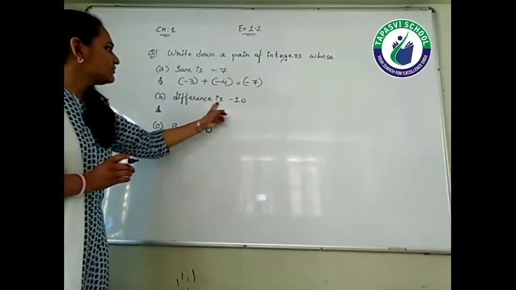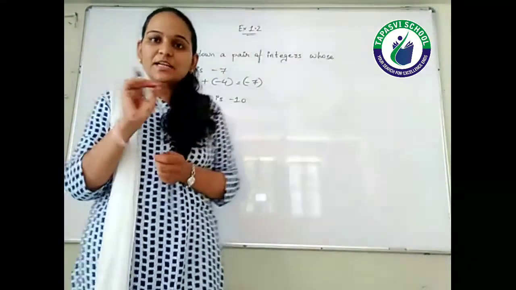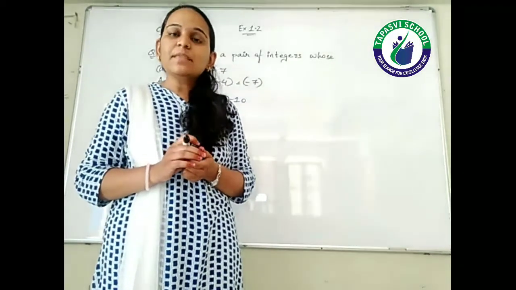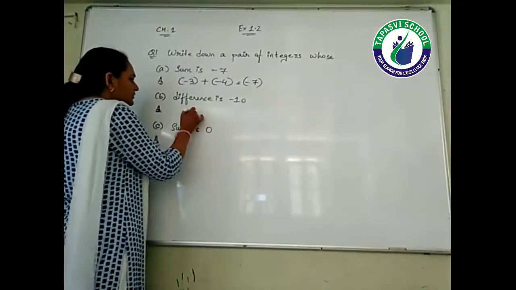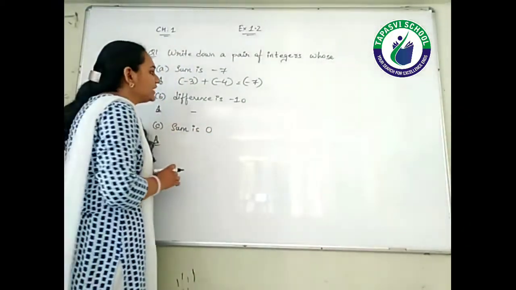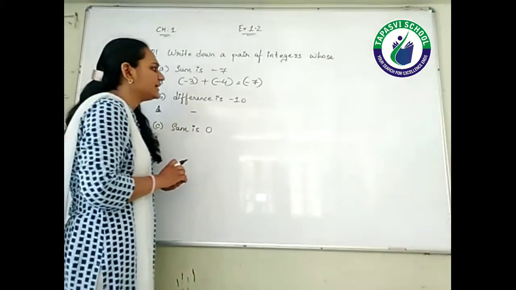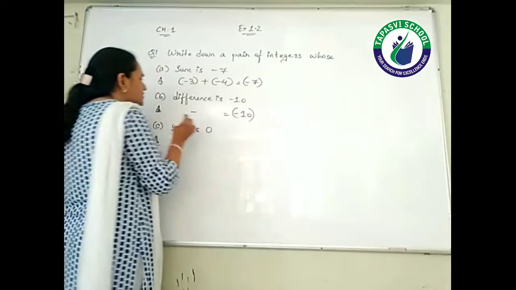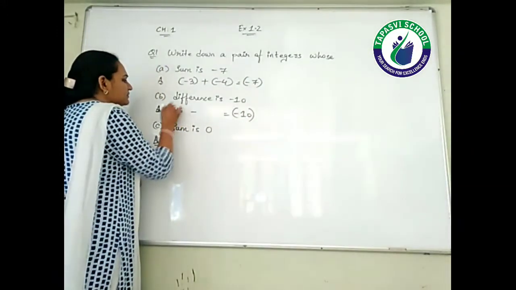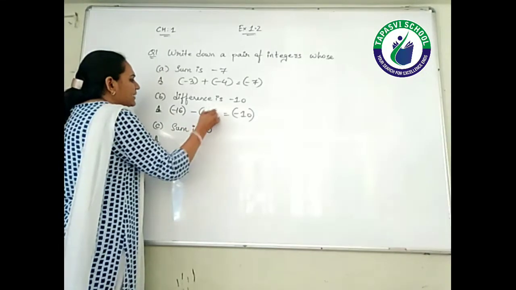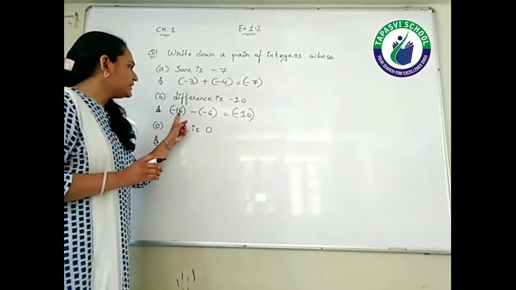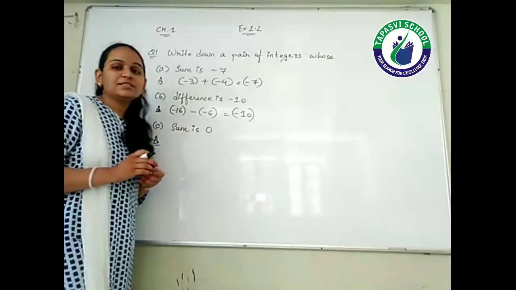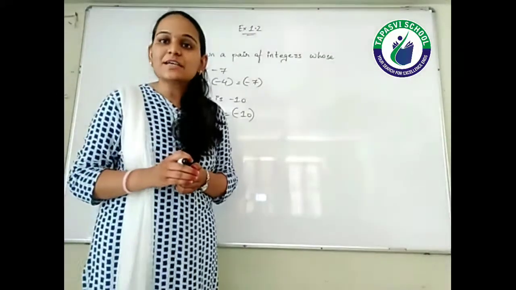Now the second question is: difference is -10. Difference means that in between, the negative sign should be there. So I have kept the negative sign in between. I need to choose numbers in such a manner that I should get the result as -10. So here I can write -16 and here I can write -6. If you work on it, -16 minus becomes plus, so -16 plus 6, the answer comes as -10.